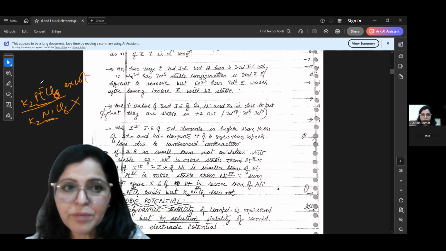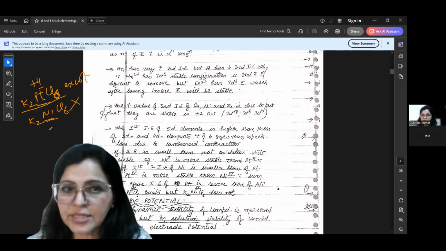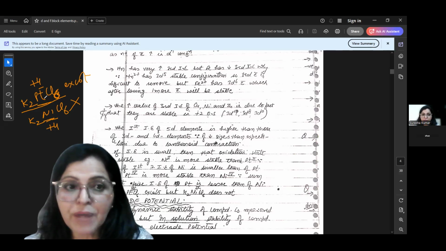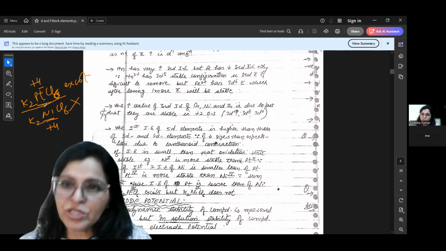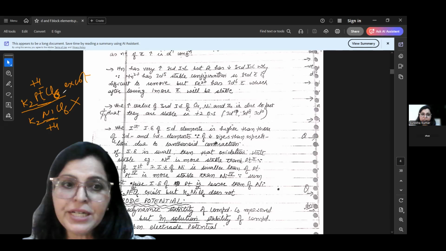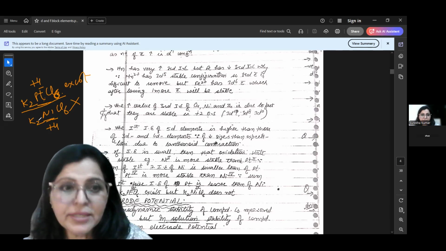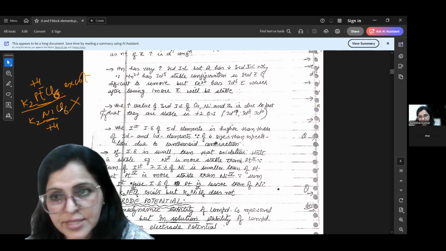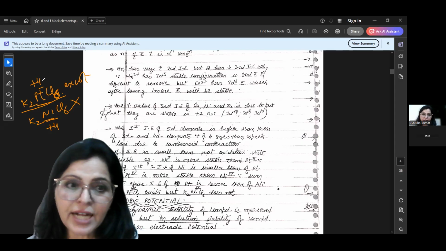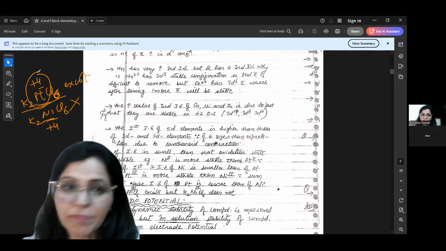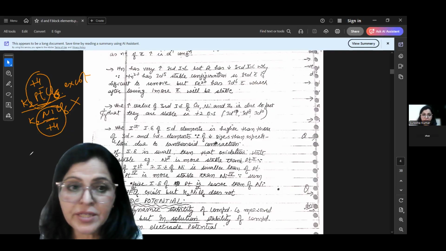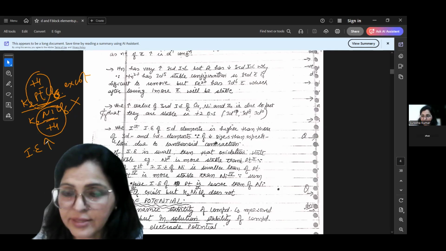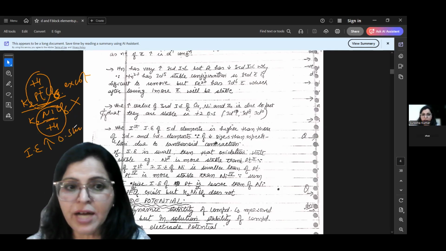In this compound, platinum shows +4 oxidation state and nickel also shows +4 oxidation state, right? So the question is: platinum can lose 4 electrons, but nickel is not losing 4 electrons. Basically, the reason is this: K2PtCl6 exists, but K2NiCl6 does not exist. Why? The answer is whenever the ionization energy is higher, then that oxidation state will be unstable.